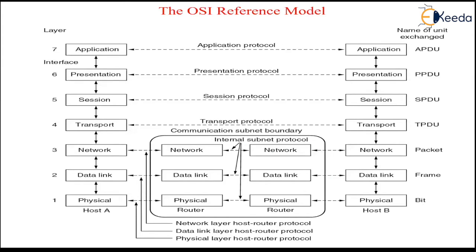Then error control. Like the data link layer, the transport layer is responsible for error control. However, error control at this layer is performed process to process rather than across a single link. The sending transport layer makes sure that the entire message arrives at the receiving transport layer without errors. Error correction is usually achieved through retransmission.